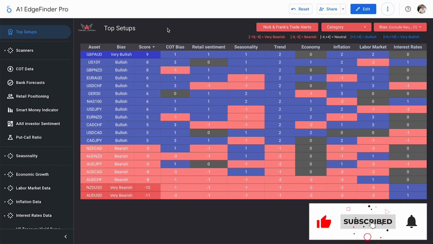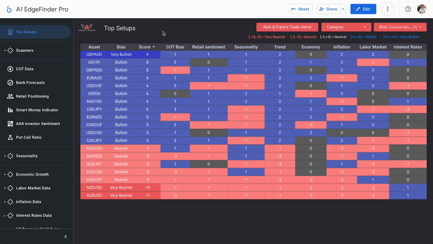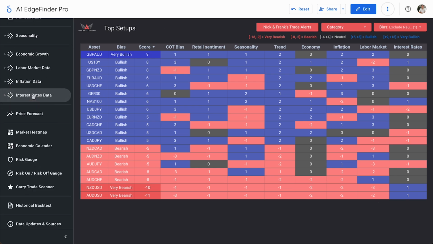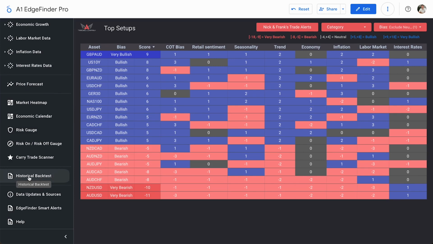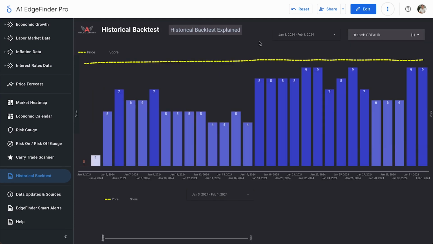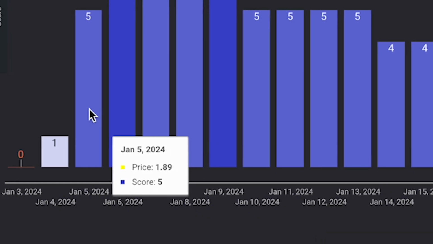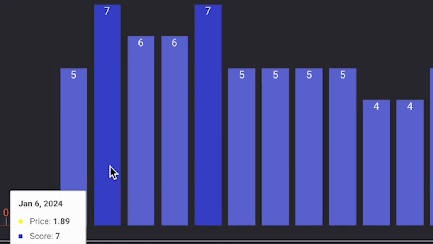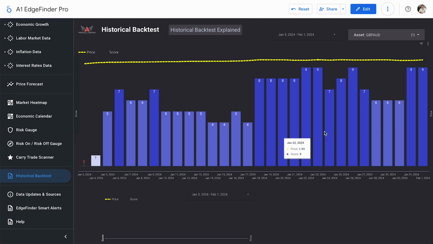So it looks like a lot of Australian dollar weakness in the market right now, but let's go ahead and start off first by taking a look at some of the historical stuff. So I'm going to go into our historical backtest page here and pull up Pound Aussie. If you're unfamiliar with what the historical backtest is, this is a really cool page where you can see all these different days and the score that the Edge Finder gave that particular asset. So we can see basically back to January 5th is when it got that first +5 score, which we consider to be a bullish bias. And ever since then, it's basically just said that it's a bullish bias.